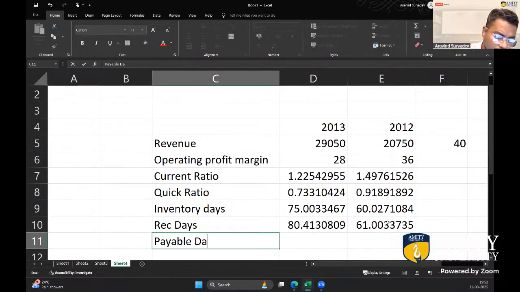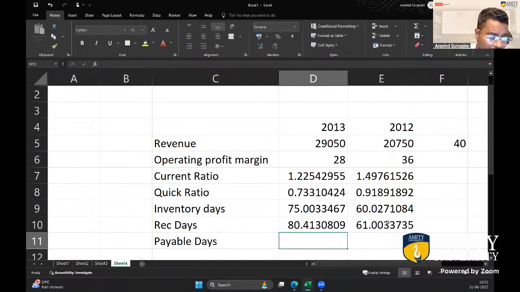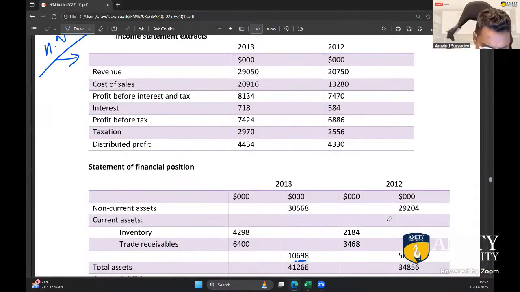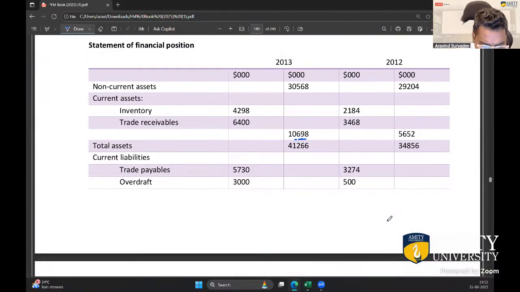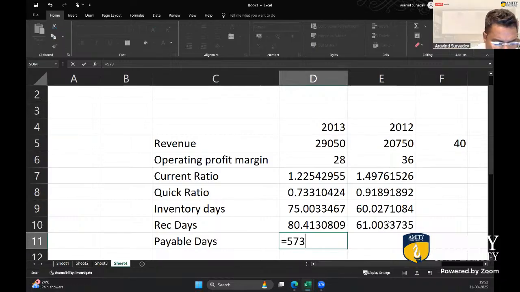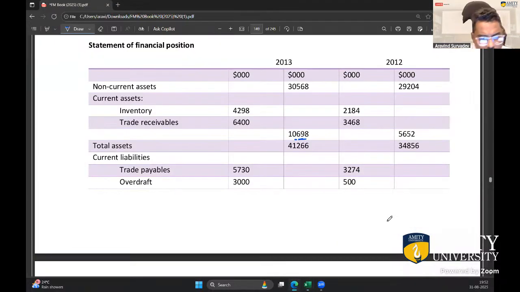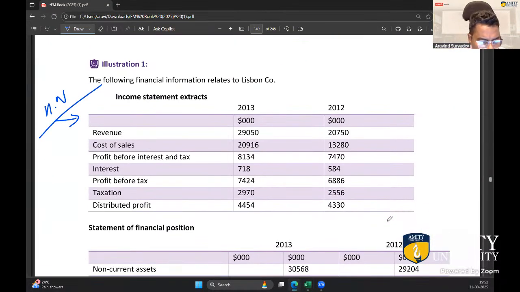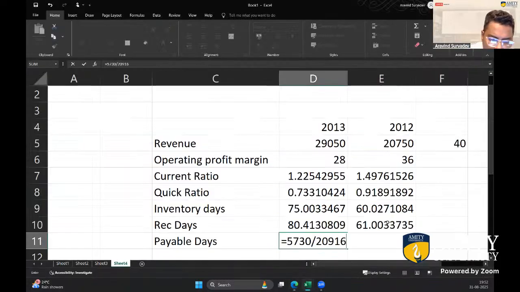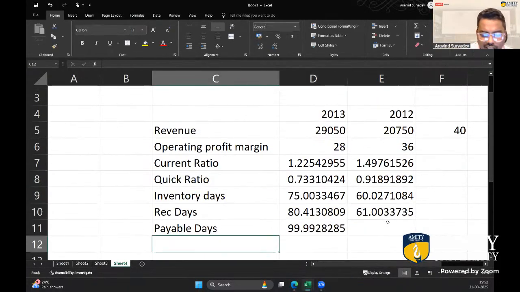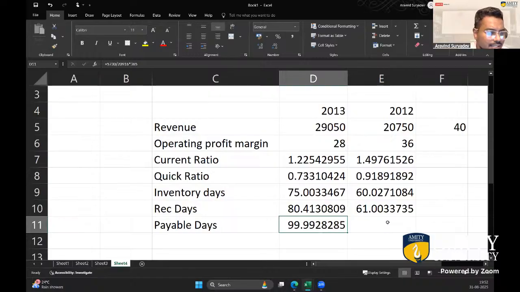Now let's put down payable days also. Payable days would be, what are the payables in 2013? 5,730 divided by the cost of sales, because we don't have purchases or anything. 20,916 multiplied by 365. I'm getting payable days as 99, or roughly 100 days, 99.99.